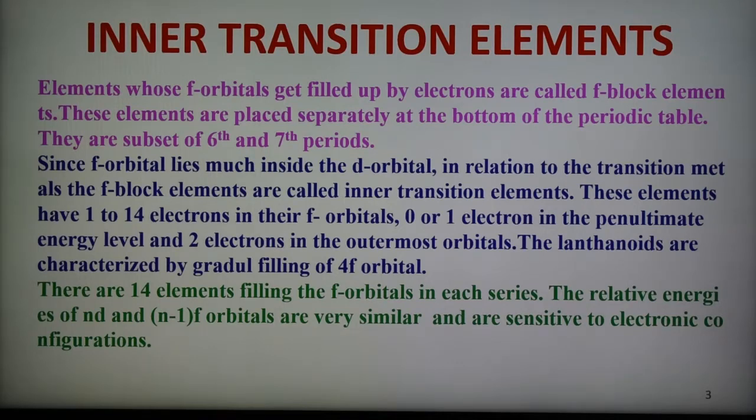Inner transition elements are also known as f block elements because the last electron enters the f orbital, and the f block consists of two series of inner transition elements, the lanthanides and actinides. They are also known as rare earth elements because these elements are found rarely in the earth's crust.